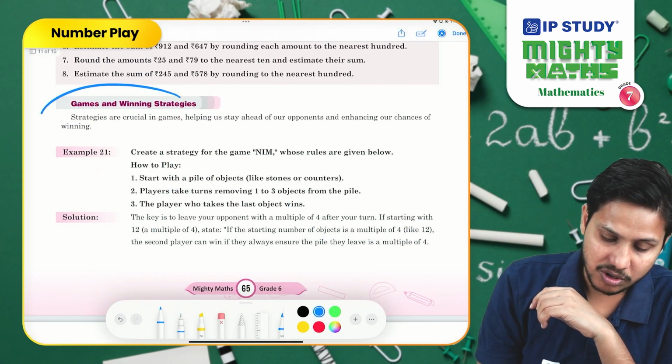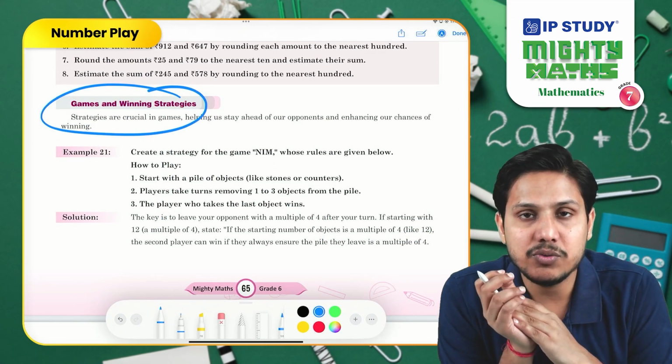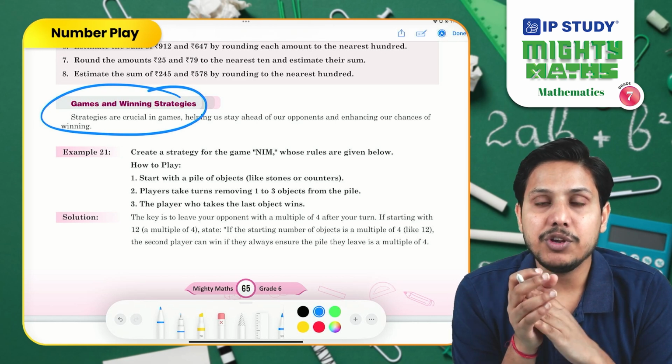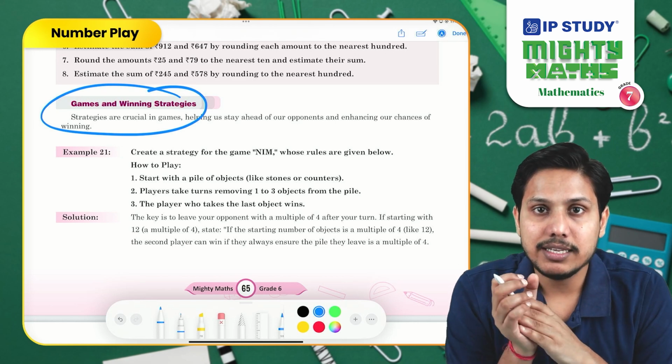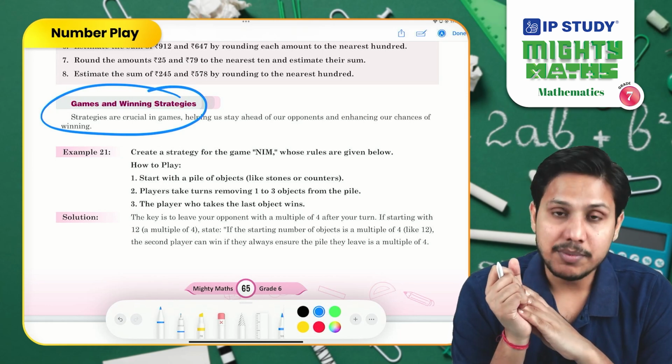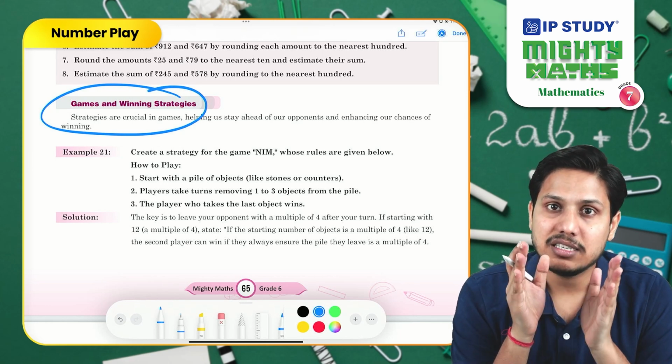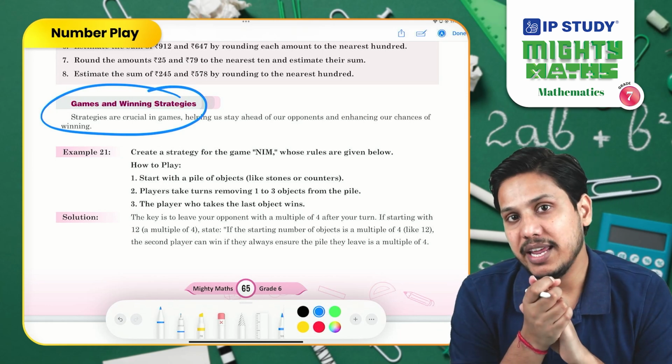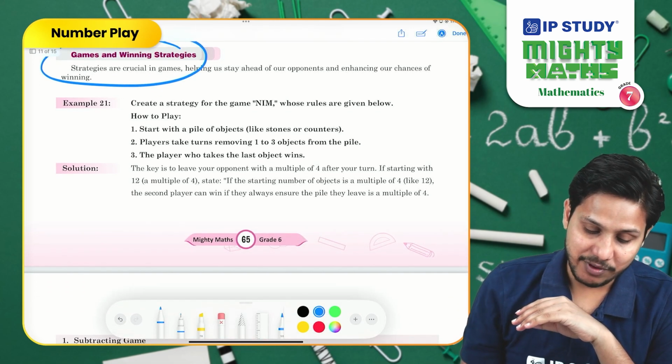Next and the last topic is games and winning strategies. Students, sometimes to win games we should have strategies, yes, for a better probability of winning the game. Yes, so sometimes it is good to decide a strategy before playing the game. Yes, and we have an example.